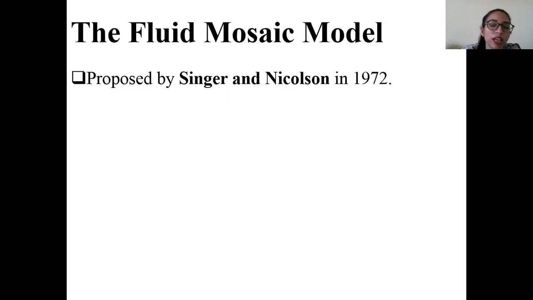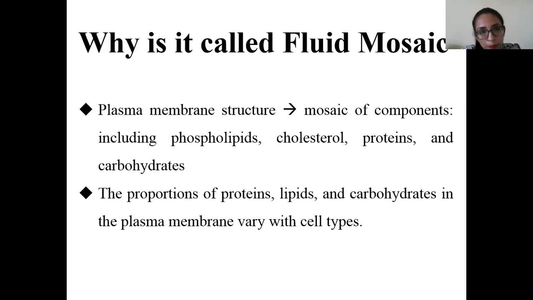Now we will start the fluid mosaic model. This model was proposed by Singer and Nicolson in 1972. You know how old it is. We believe that now we are in the modern era, but it is not like that. In earlier times also, scientists worked very hard to discover new things and proposed hypotheses.